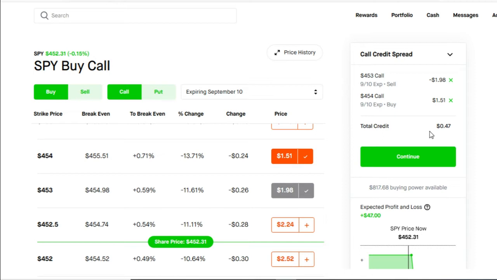Now, I'm going to get back to the minimum credit in a second. This is called a spread. The reason why it's called a spread is because of the distance between your strike prices. The distance between 453 and 454 is going to be $1. And like I said earlier, each option contract is multiplied by 100 shares, which would make it $100. So the cost of this spread right here is going to be $100.